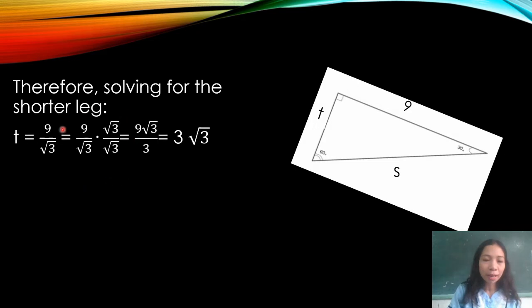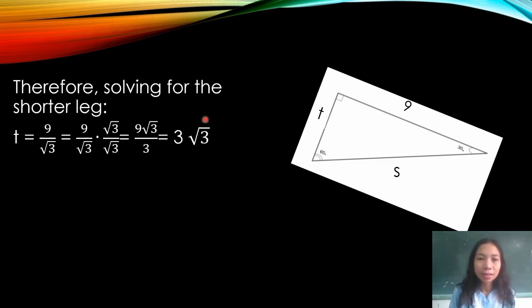So we will multiply the given, this 9 over the square root of 3, by the square root of 3. So bakit the square root of 3? Para matanggal ang radical sign dito sa denominator. Since 3 times 3 is 9, and the square root of 9 is 3. So, naging 3 na lang yung denominator. And then, yung numerator, 9 times the square root of 3. So, ipagdikit lang natin, that is 9 the square root of 3.